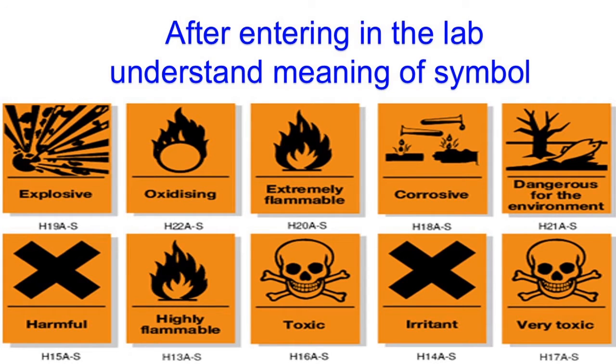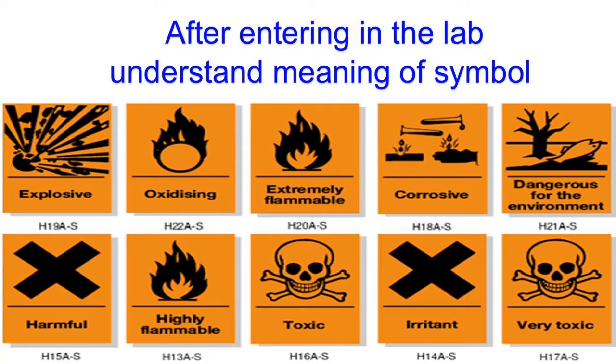Here I have given various symbols. See, the first symbol is explosive, like an explosion. If a chemical is explosive, then the explosive symbol is on that bottle. The second one is oxidizing: one circle and a flame, that is the oxidizing symbol. The next one is the extremely flammable symbol. A flame is there. On a sanitizer bottle, this symbol is there, extremely flammable.